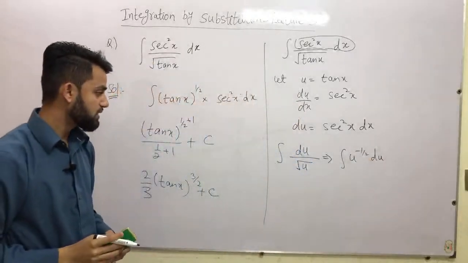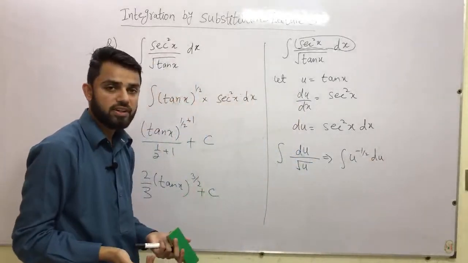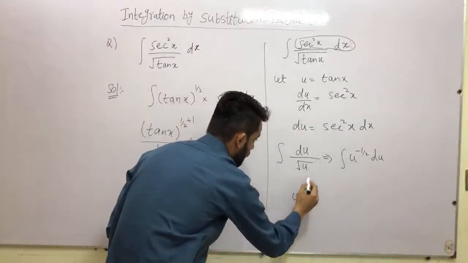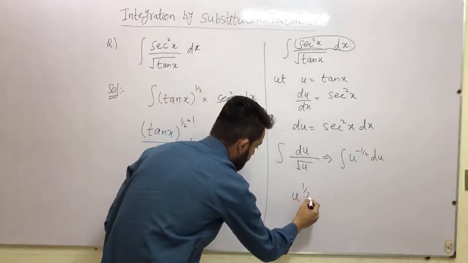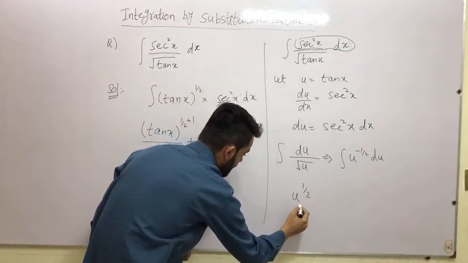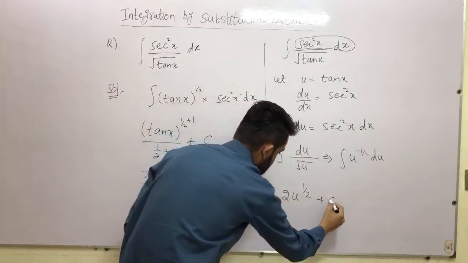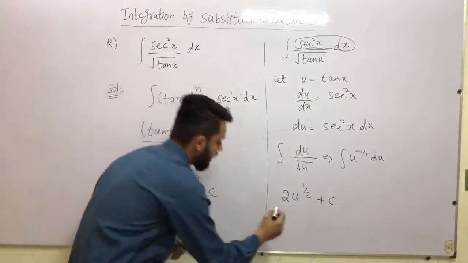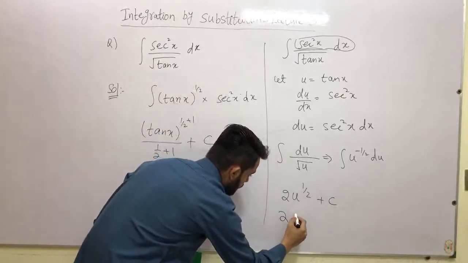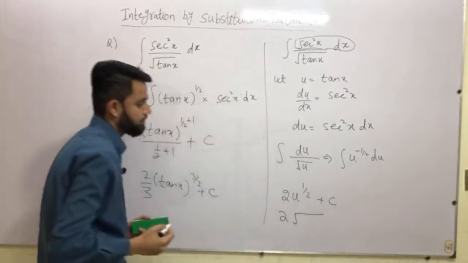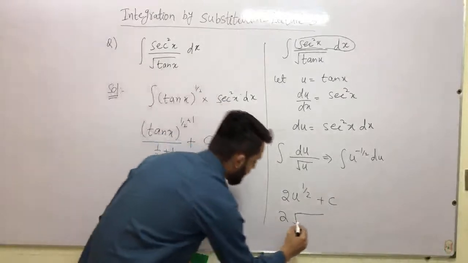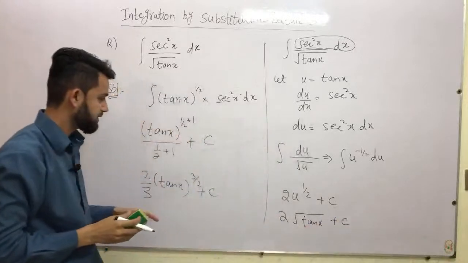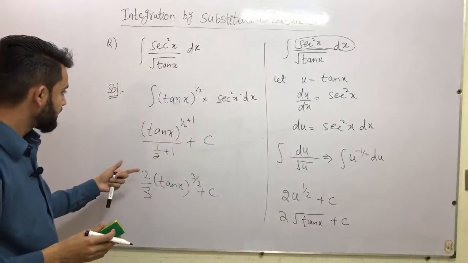So while solving this integral, we have to apply the power rule of integration, which says n plus 1 over n plus 1. So it would be minus 1 over 2 plus 1, which is 1 over 2, over 1 over 2, and I can write it as 2 square root of u plus c. Now not to be neglected, you have to put your substitution back. So 1 over 2 means square root, and u was equal to tan x plus c.